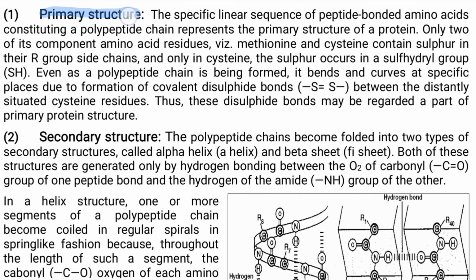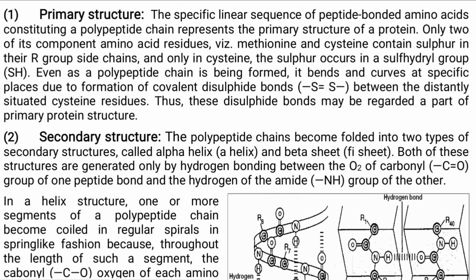So here, the specific linear sequence of peptide bonded amino acids which are making a polypeptide chain represents the primary structure of a protein. So basically, the bond which is present between two amino acids is called a peptide bond.